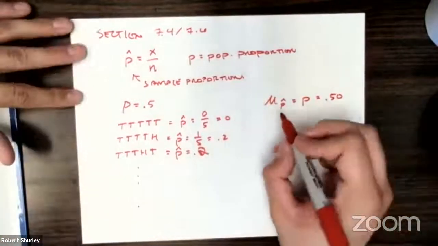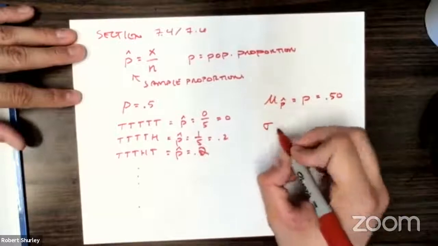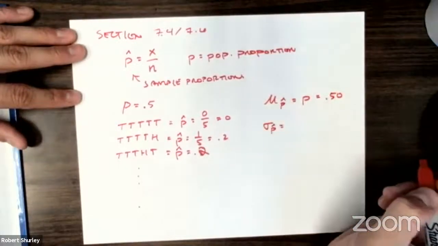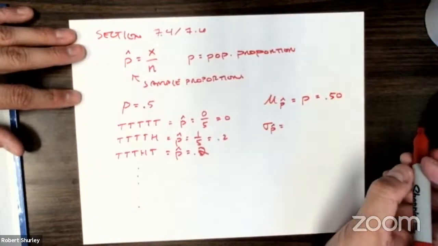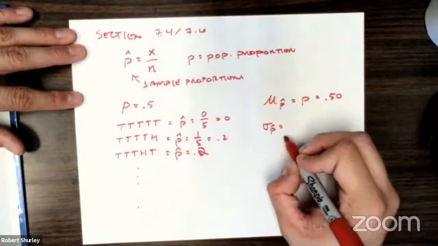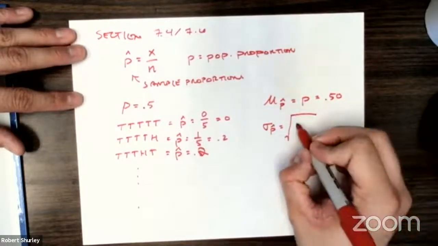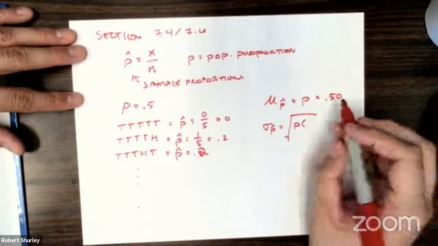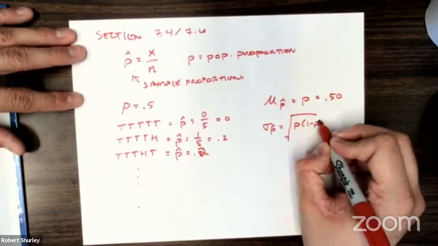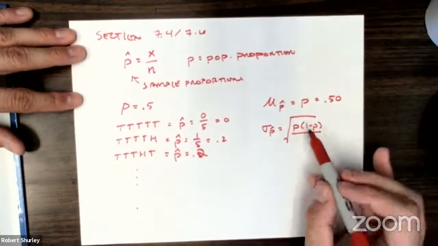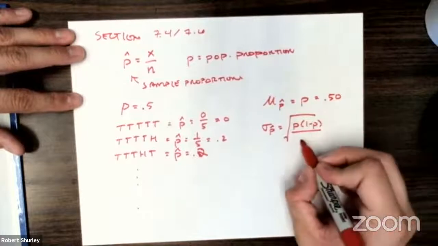The standard deviation looks a little different. We're going to have to know this for the test. The standard deviation of the sample proportions is the square root of the population proportion times 1 minus the population proportion, so its complement, all over n.